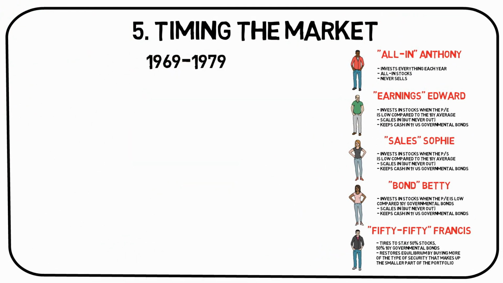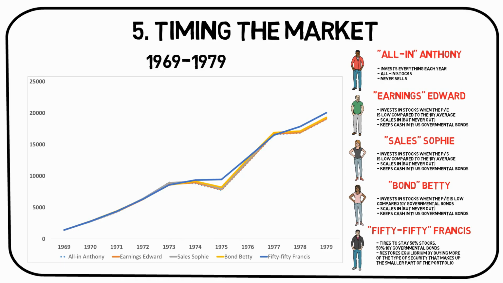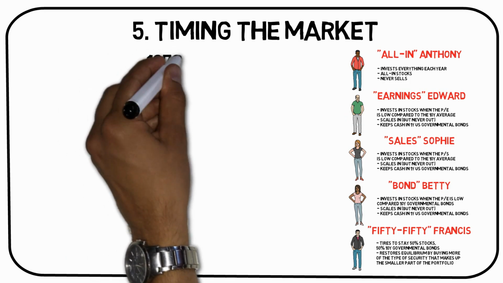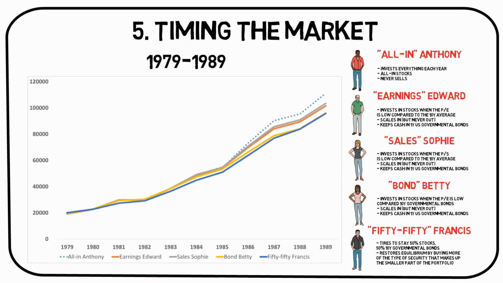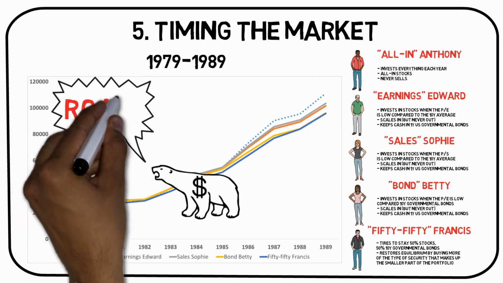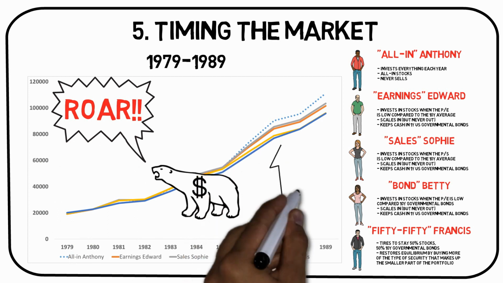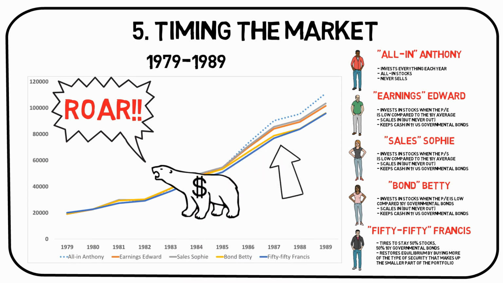1969 to 1979. Here are the results of these strategies during the first decade. At this point, the race is quite tight. And even though you can barely see him, Anthony is lurking there somewhere. And you can bet that he's all in it to win it. 1979 to 1989. Truly, this was a great time to own stocks. That's why many refer to this period as the Roaring 80s. And none of the investors as much as flinched during the Black Monday, apparently.